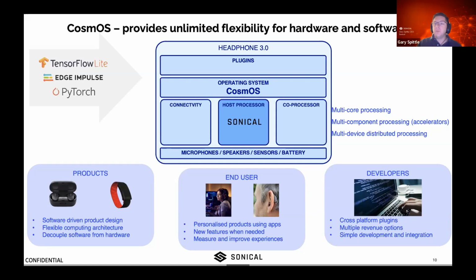And the product companies also benefit because now they don't have to try and predict and do all the integration on one particular chip and then find that all of that code is completely incompatible if they wanted to change to a different processor in the future. Now they've got the freedom of hardware and software choice.